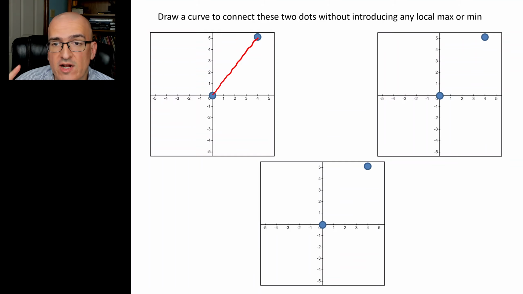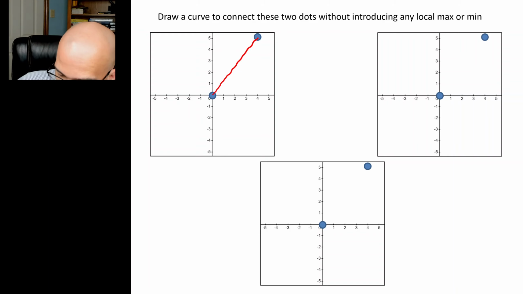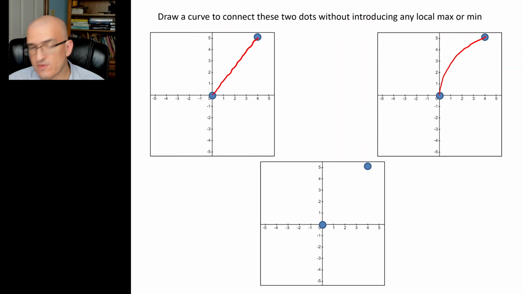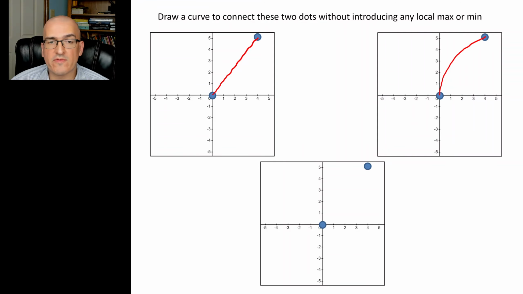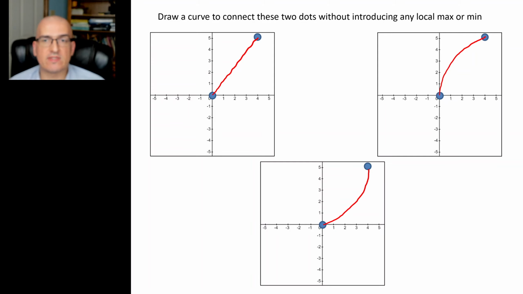Imagine that was a string, and I'll push the string up a little bit in the middle to keep the endpoints connected or anchored down. And that's what it would look like. There's no max in the middle there. There's no top of a hill. But instead of pushing the string up, we could also push the string down in the middle, and we'd get this shape. And those are the three basic types of shapes that can connect 2 points if we're not going to allow max and min in between those 2 points.